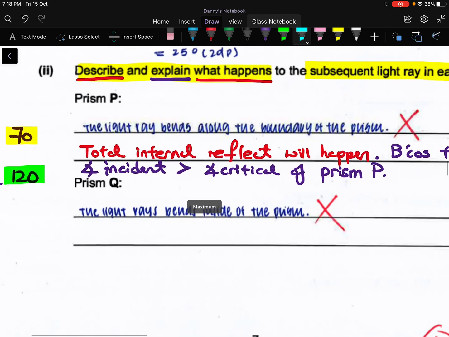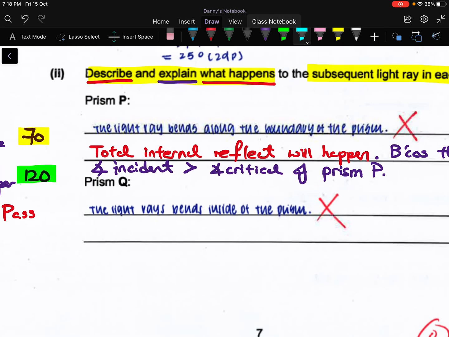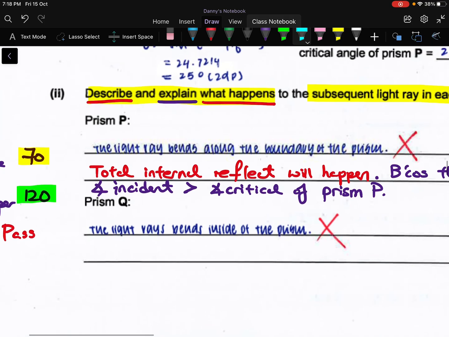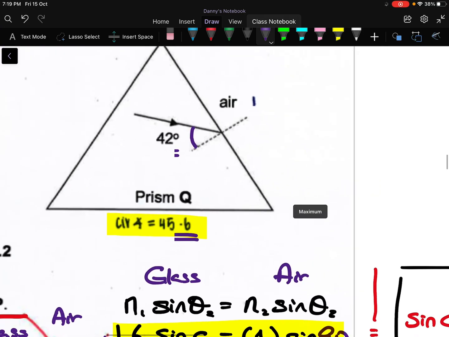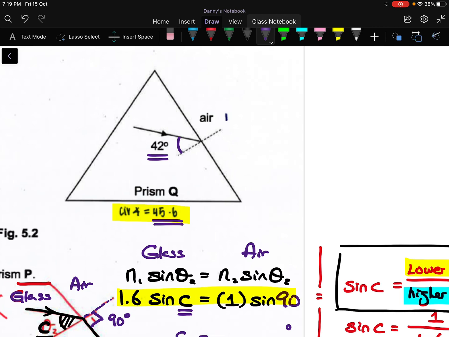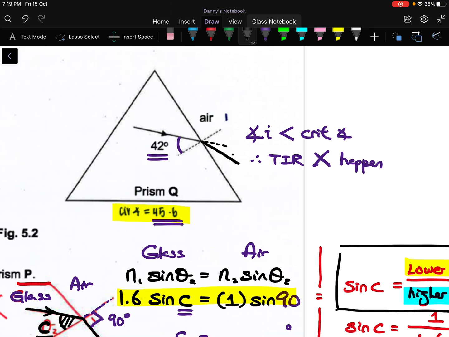Now, if you look at part 2 of the question, prism Q, basically they are asking you about the same thing, right? What happened, and please explain. So down here you can see that, oh, now I incident the ray at 42, but my prism Q is made of a different material, therefore the critical angle is 45.6. So now which is bigger, 42 or 45.6? So here you see that my incident angle is less than the critical angle. So therefore, TIR will not happen, right? So what will happen? Well, just a normal refraction will happen. It will bend away from the normal, right?